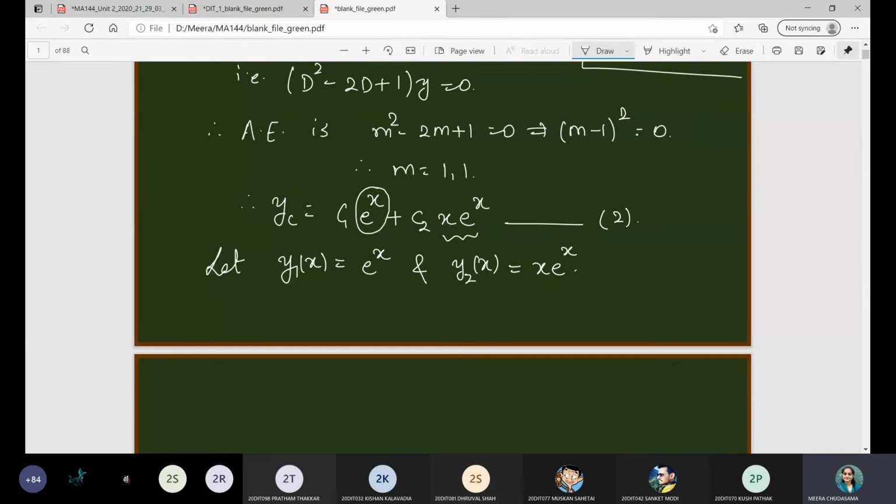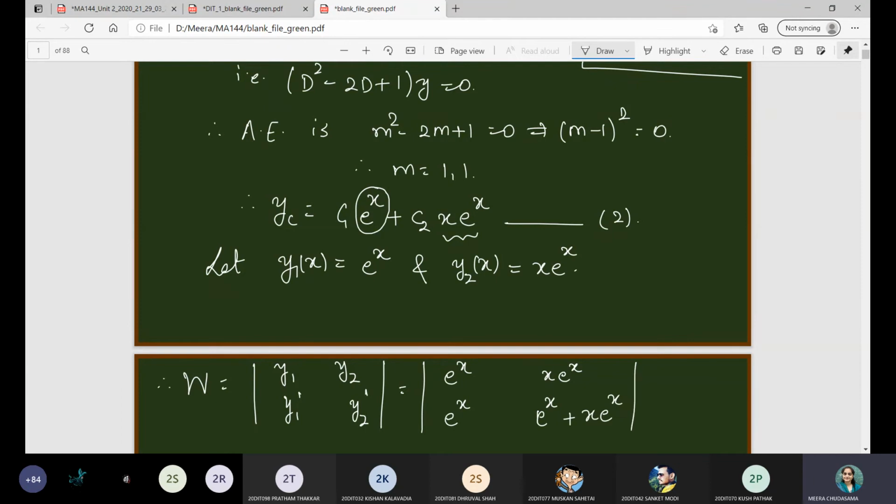So therefore I can write, the Wronskian is given by y1 y2, y1 dash y2 dash, equal to e raised to x, x e raised to x; the derivative of e raised to x is e raised to x, the derivative of x is 1, e raised to x as it is, plus x as it is, and the derivative of e raised to x is e raised to x.